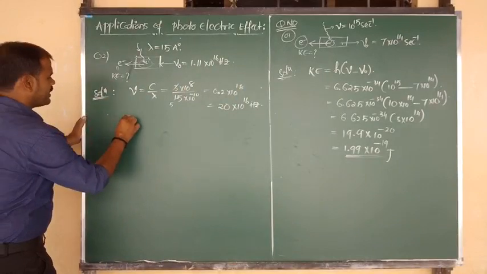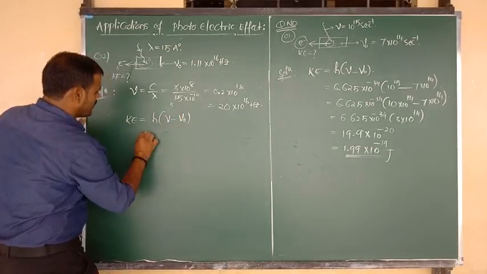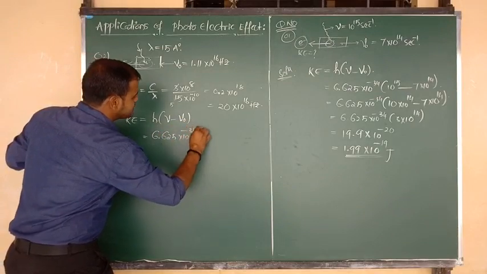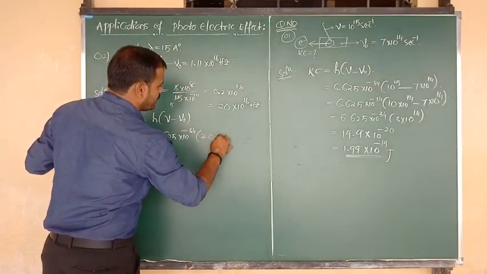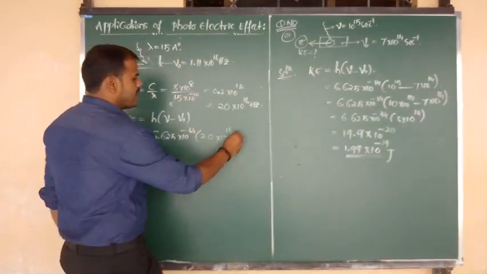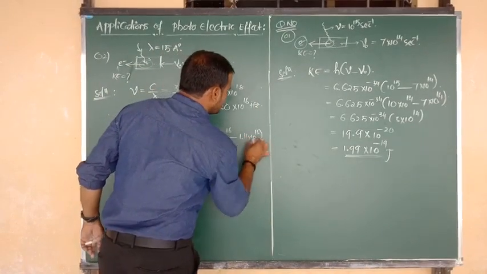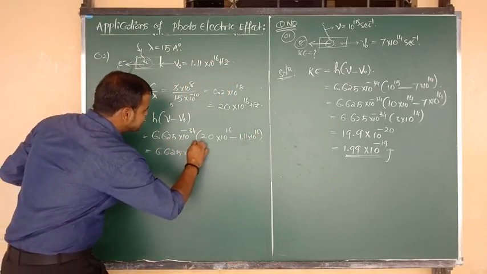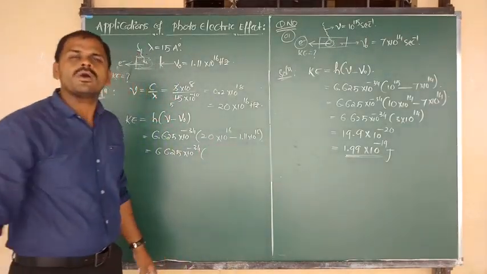Now they are asking the kinetic energy of the ejected electron. Ke equals h into nu minus nu naught. What is the value of h? 6.625 into 10 to the power of minus 34 into, and this is the value of frequency we have calculated, 20 into 10 to the power of 16 minus nu naught, which they have given as the threshold frequency, around 1.11 into 10 to the power of what? 16. Now we can simplify and write 6.625 into 10 to the power of minus 34 and 20 minus 1.11.